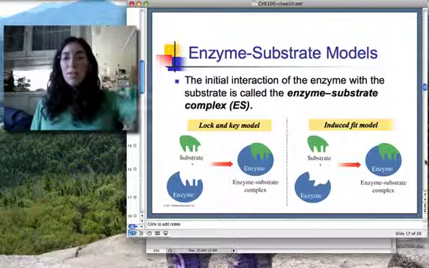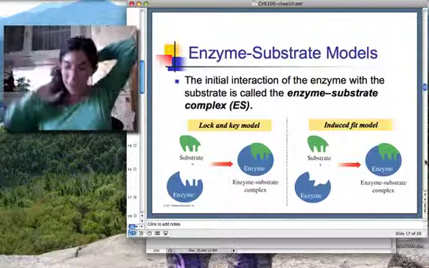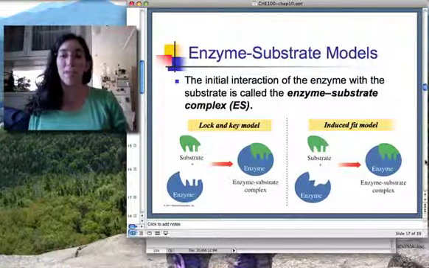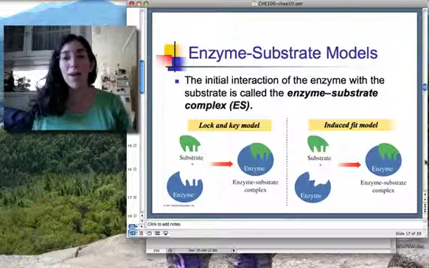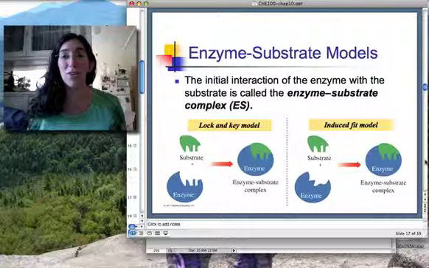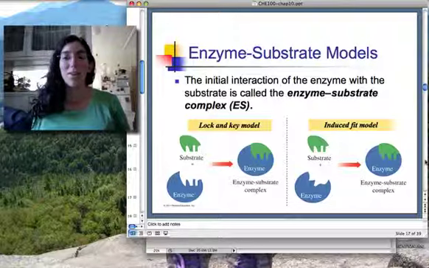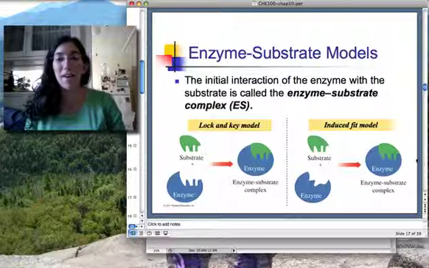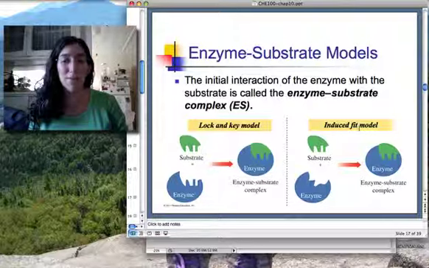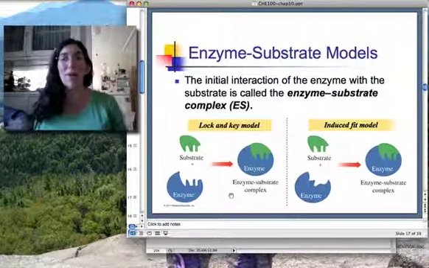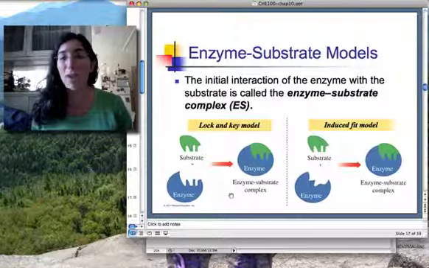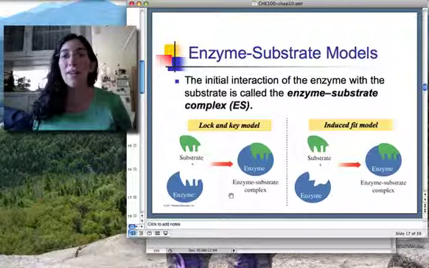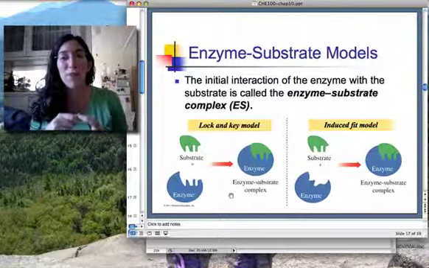Okay? So when it comes to enzymes and their substrates, there's a couple of different theories about how enzymes and substrates match. There are two models: the lock and key model and the induced fit model. The lock and key model is what it sounds like. You have a lock on your front door. There's one key that fits that lock that'll unlock it. If you try to put other keys in there, it doesn't fit. A lock and a key are made to fit each other.